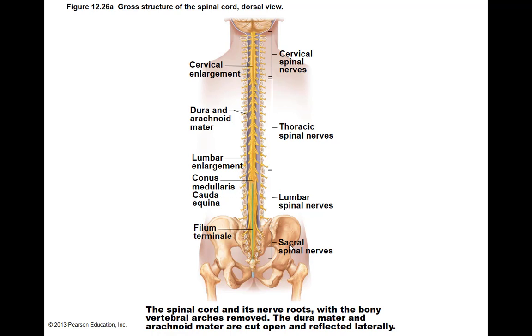Now, there are two different enlargements where it gets a little bit wider. There's an enlargement around the cervical vertebrae up there, and one right around the lumbar. Any guess why it gets a little thicker in those two regions?